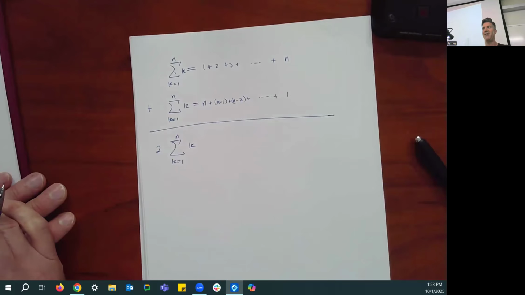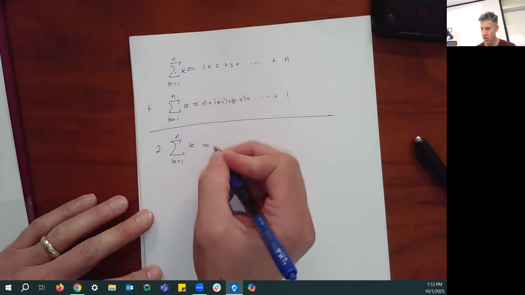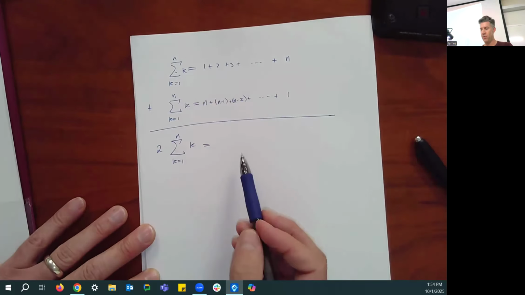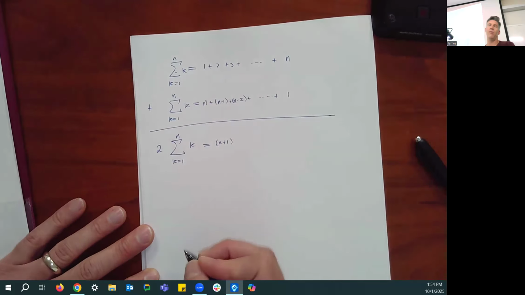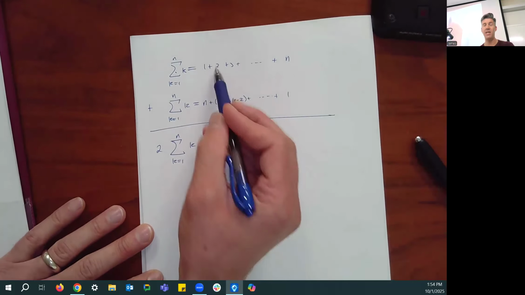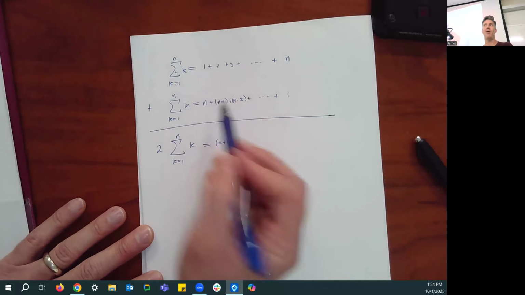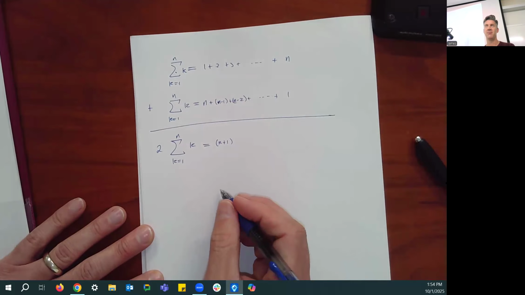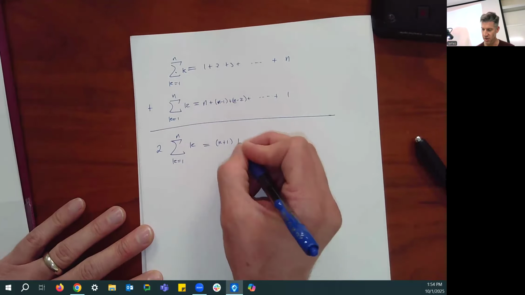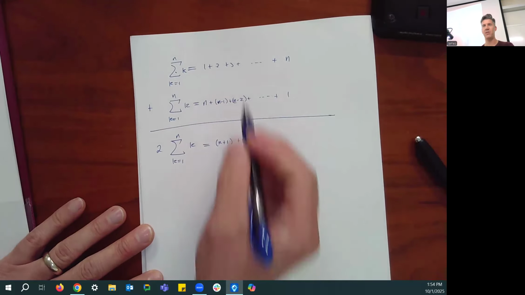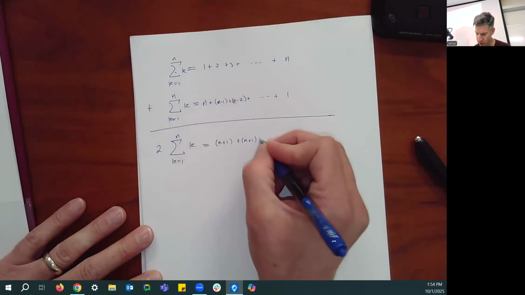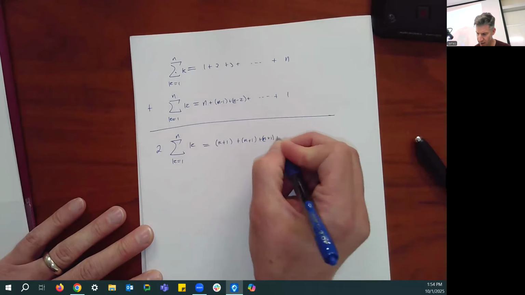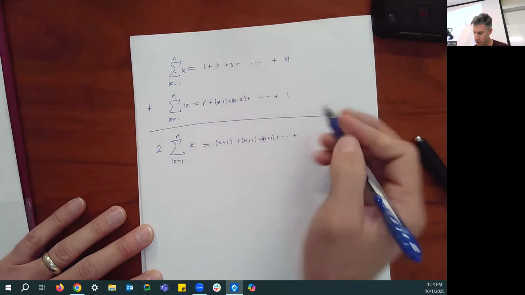On the right side, here's where the fun happens. So I'm going to add vertically. 1 plus n is n plus 1, or 1 plus n. 2 plus n minus 1 is how much? It's also n plus 1. How about 3 plus n minus 2? Also n plus 1. All the way to the very last term, which is n plus 1.